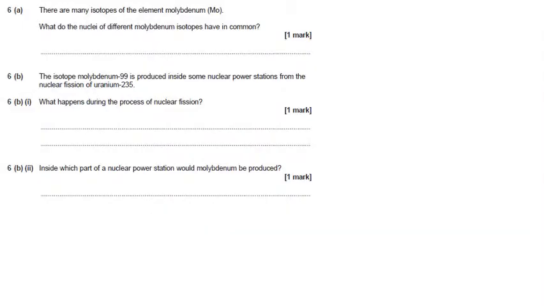Isotopes are different versions of the same element. They have the same number of protons but different numbers of neutrons. So the thing they have in common is that they have the same number of protons.